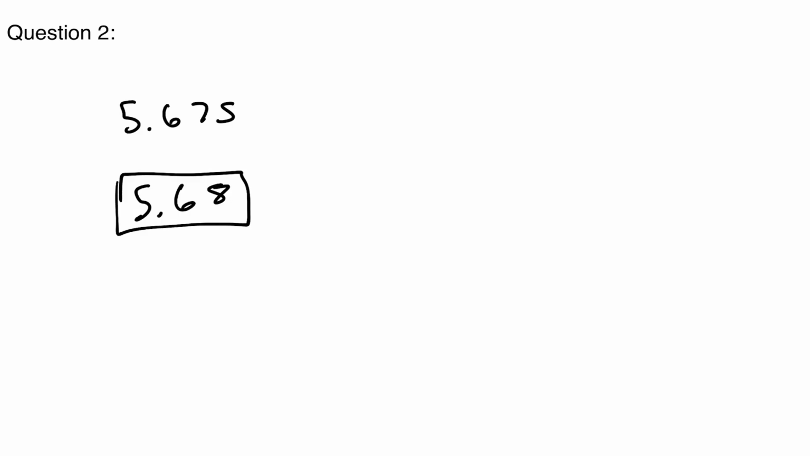So just remember here that you always want to look 1 digit to the right before rounding, and that's going to help you not round to the wrong digit. So if you round, say, to the nearest 10th instead of the nearest hundredth, you're going to get the question wrong, and you don't want that.